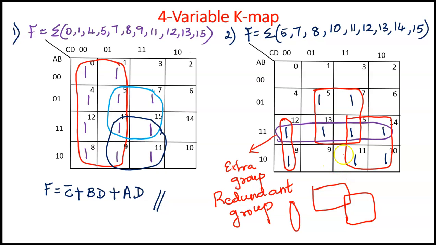So you understood? This kind of situation will also arise when solving problems. This concept is called the implicant. So this type of concept is called the implicant. So that means the possible combinations we have to look at first.